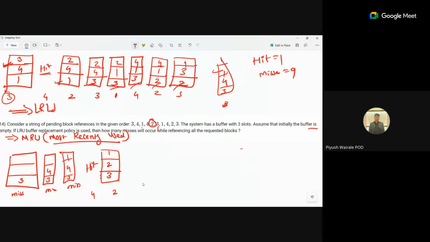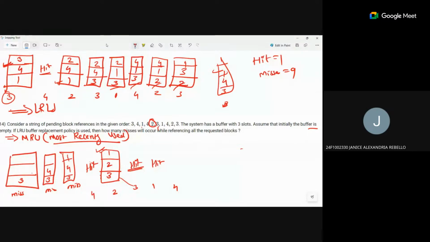Next element is 3. 3 is already present in the buffer, so it is a hit. What about 1? 1 is also present here. Again hit. What about 4? It will replace one of them. Now which one was most recently used out of 1, 2, 3?